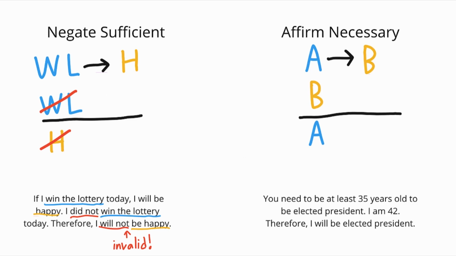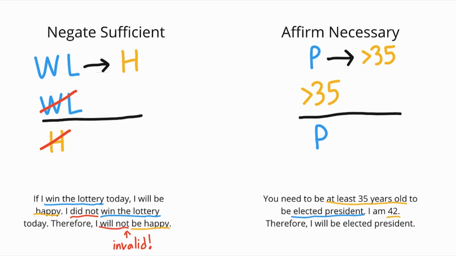Here's an example. You need to be at least 35 years old to be elected president. I am 42. Therefore, I will be elected president. Just because being at least 35 is a requirement for being president doesn't mean that being 35 or older guarantees that you'll be president. There are plenty of people over 35 who are not the president.